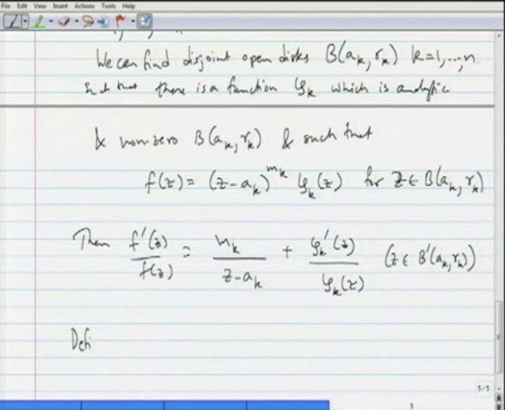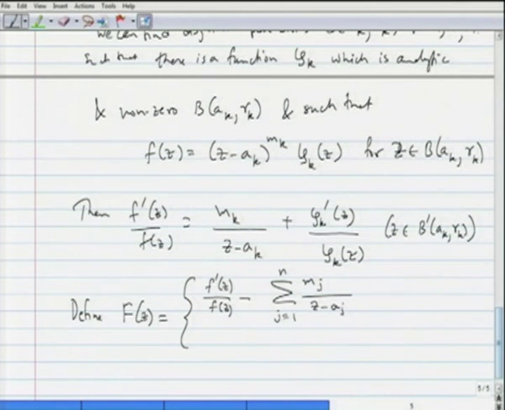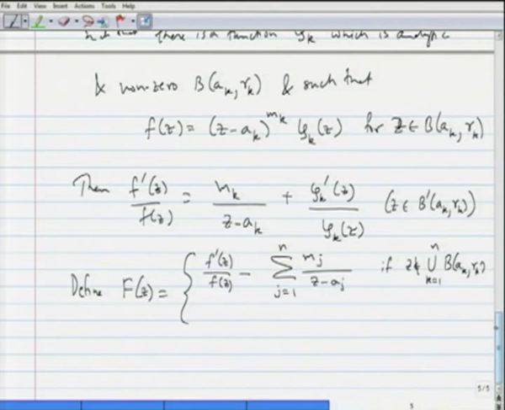Now, the trick is to define the function capital F of z. We define capital F of z to be f prime of z by f of z minus the summation j equals 1 through n of m_j by z minus a_j, for z not belonging to any of these disks. So, outside the union of these little disks that we found, union of B(a_k, r_k), k equals 1 through n, we define capital F to be f prime by f minus the summation of m_j by z minus a_j.